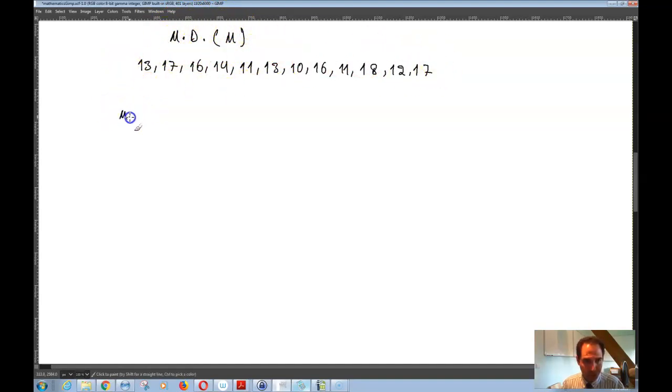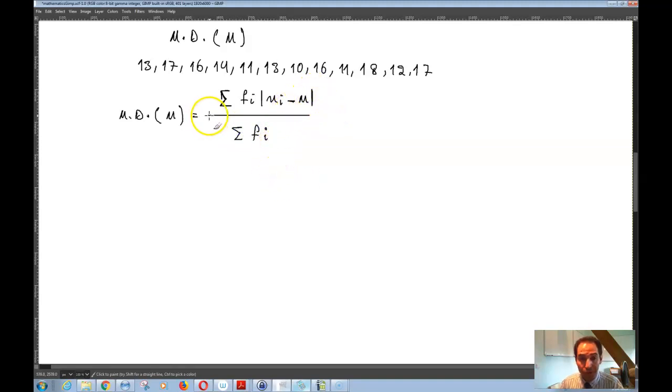So the mean deviation about the median is equal to sigma f of i times the absolute value of x of i minus the median, divided by sigma f of i.